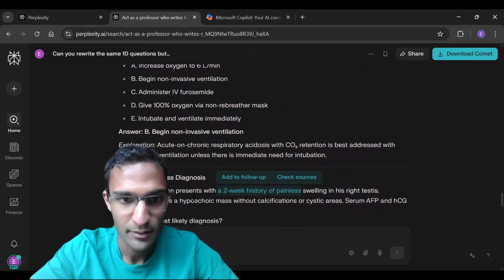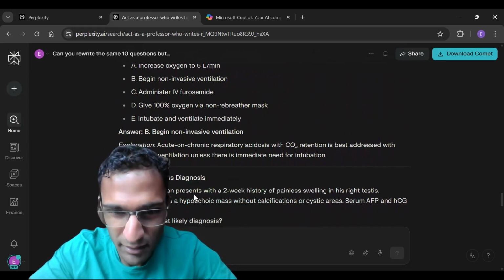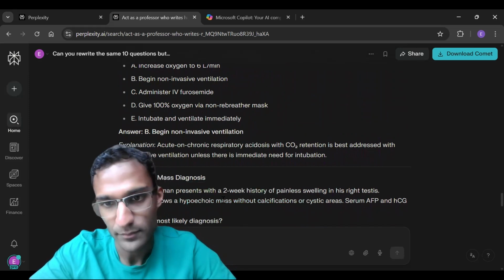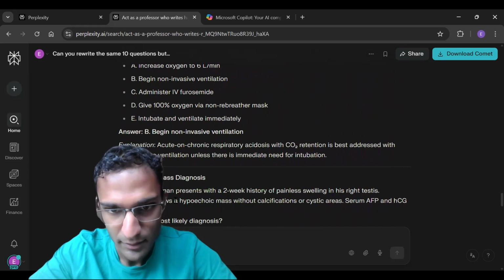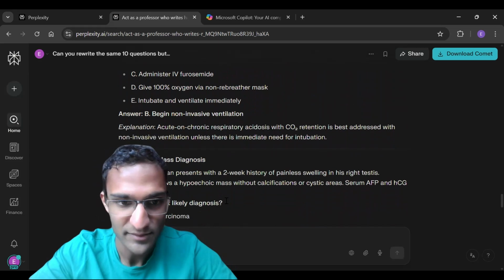Painless swelling in the right testis. A hypoechoic mass without... So yeah, this is going to be a testicular cancer, I think. Well, could be anything really, but without calcifications or cystic areas. Oh, that's actually tricky.